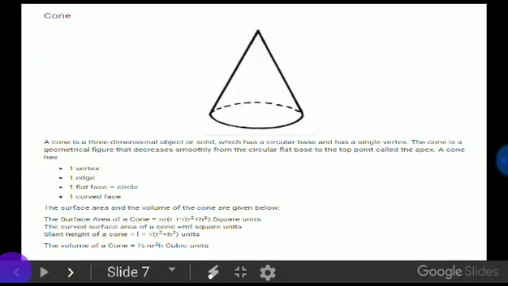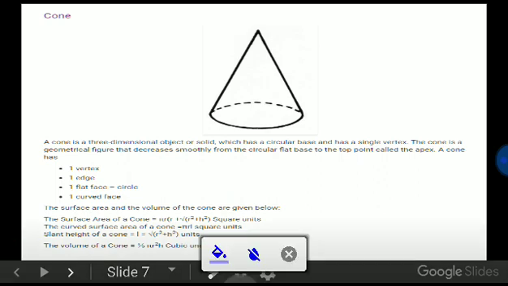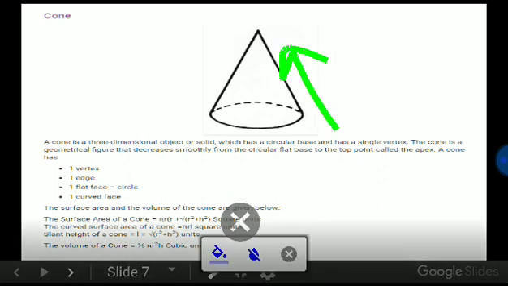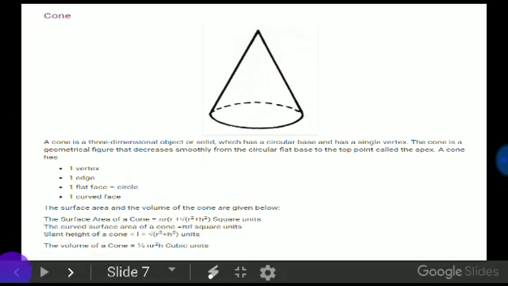Now the next one is cone. A cone is a 3-dimensional object or solid which has a circular base and a single vertex. The cone is a geometrical figure that decreases smoothly from the circular flat base to the top. That means you can see it is decreasing. A cone has 1 vertex, 1 edge, 1 flat face which is a circle and 1 curved face. How can we find the volume? It will be 1/3 pi r square h.